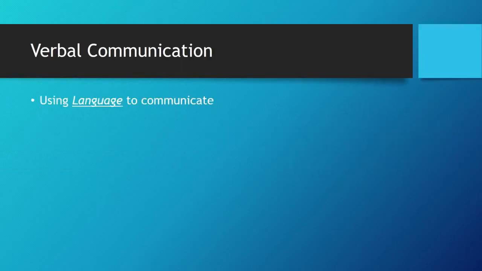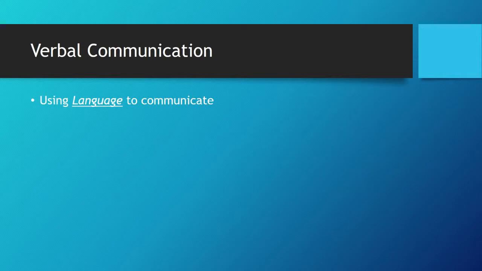We're going to define verbal communication as using language to communicate. The first thing I want you to think about when you conceptualize verbal communication is that we're looking at the words that we choose within the language that we use.